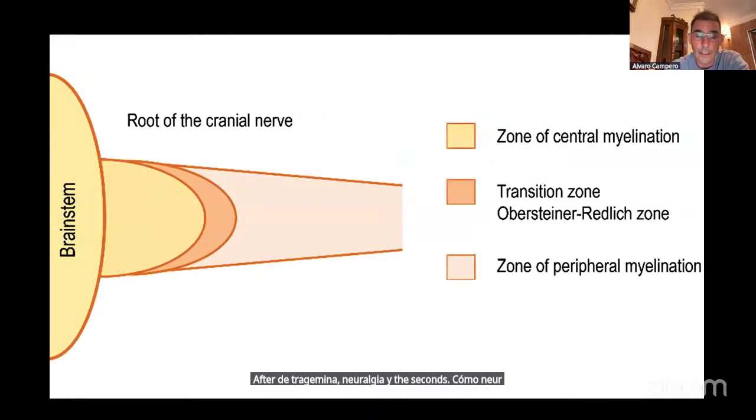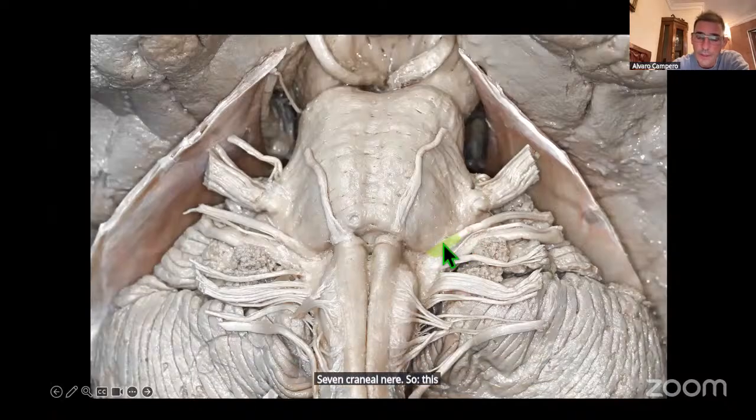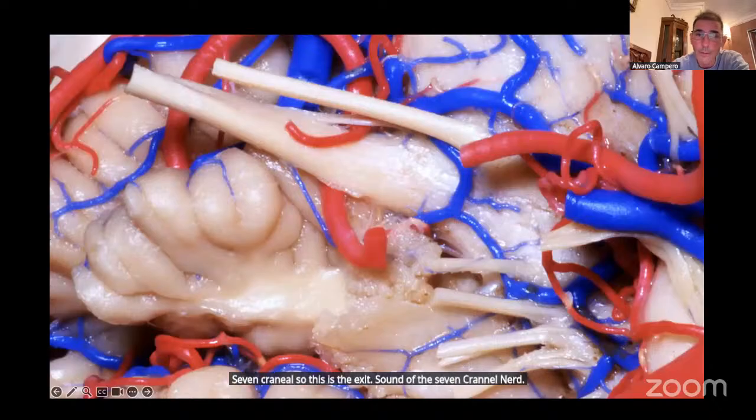neurovascular conflict. The same as in trigeminal neuralgia, we have to look for the compression at the level of the transitional zone of the 7th cranial nerve. So this is the exit zone of the 7th cranial nerve. In this anatomical picture, we can see the 7th, the intermedius, the 8th, the flocculus, the foramen of Luschka, the choroid plexus, and the lower cranial nerves.